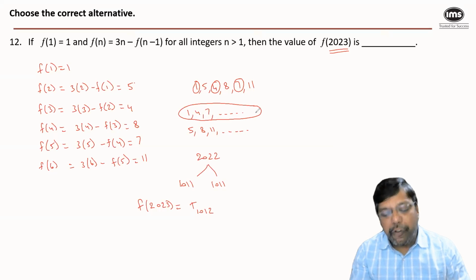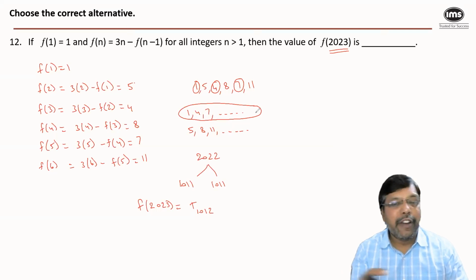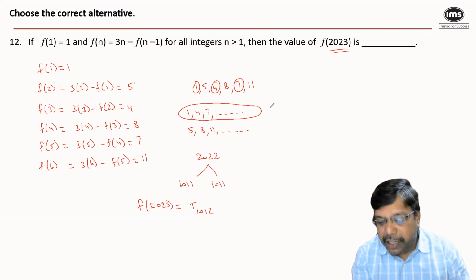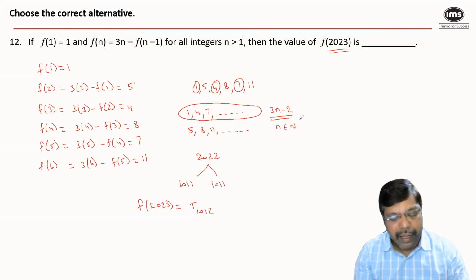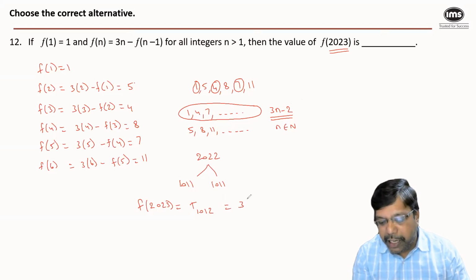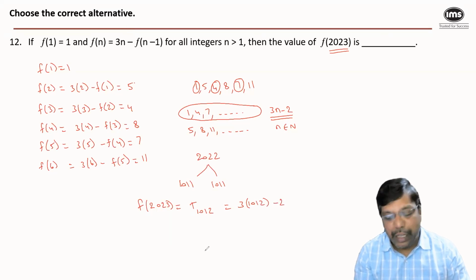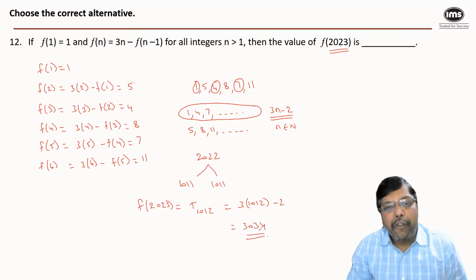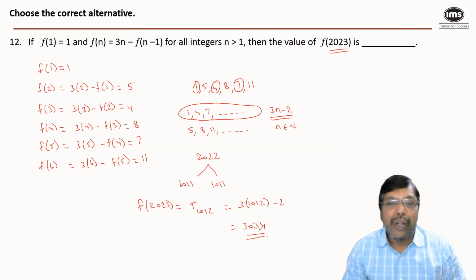Now, in order to find the 1012th term easily, let me give a general form for each term. I can say the series of 1, 4, 7, etc. Each term can be represented as 3n minus 2, where n is a natural number, right? So if I want the value of 1012th term, then it will be 3 into 1012 minus 2, which is equal to 3034. Hence, f of 2023 is equal to 3034.